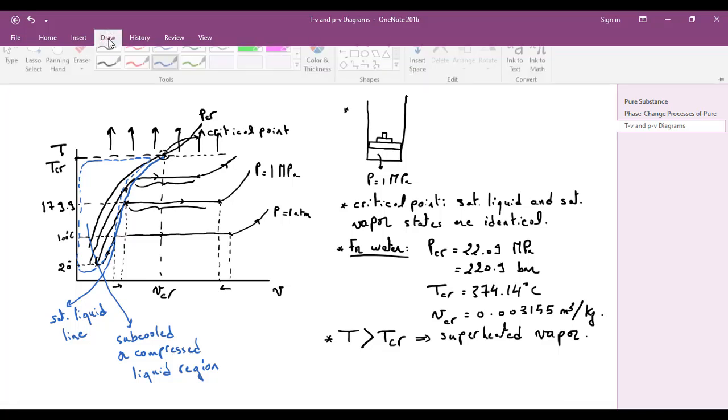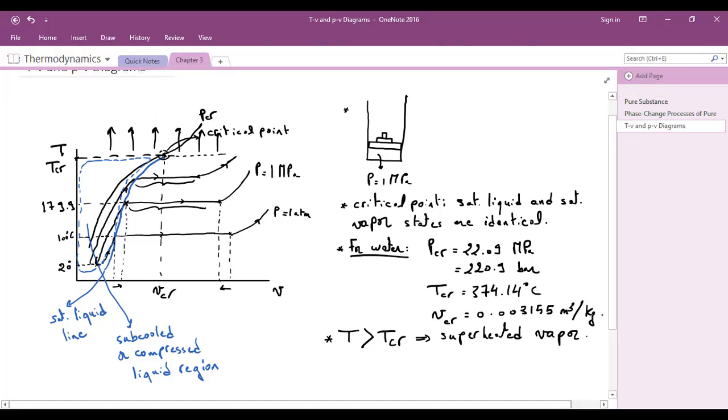Then if we connect the saturated vapor points by a line, we will obtain the saturated vapor line. So all states that are on this line will be in saturated vapor state. So this is the saturated vapor line, and the region to the right of this line is called the superheated region.